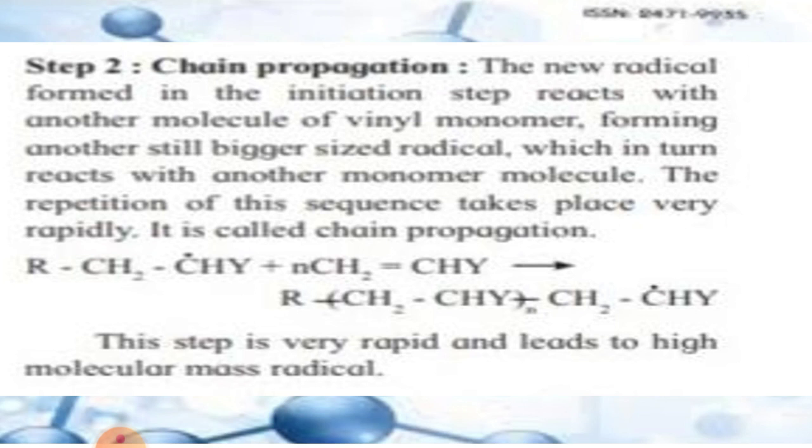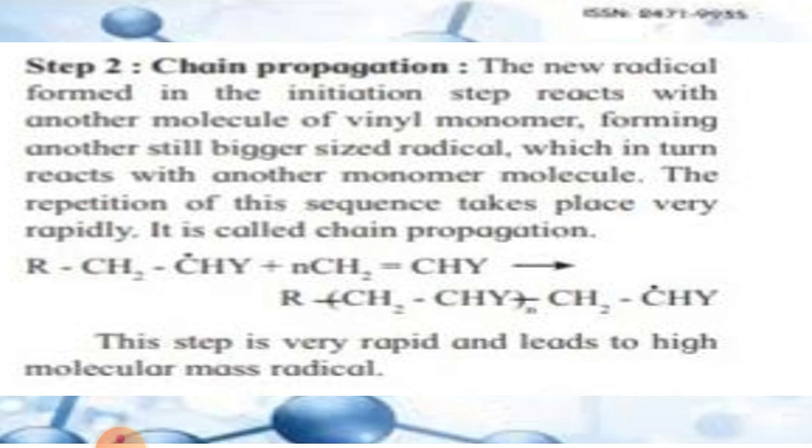The second step is the chain propagation step. The new radical formed in the initiation step will further react with another molecule of vinyl monomer, forming another bigger radical, which in turn reacts with another monomer molecule. The repetition of this sequence takes place very rapidly. It is called chain propagation.